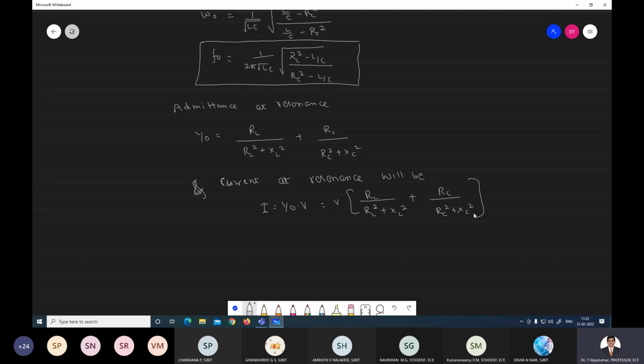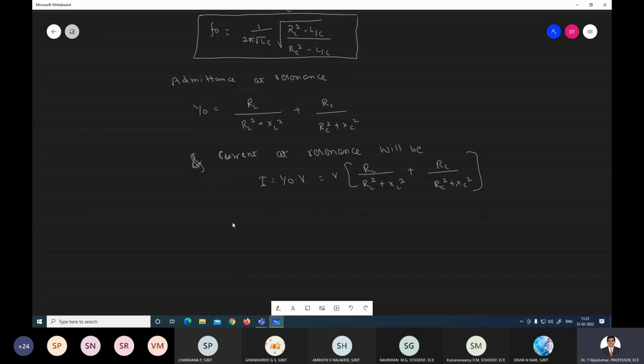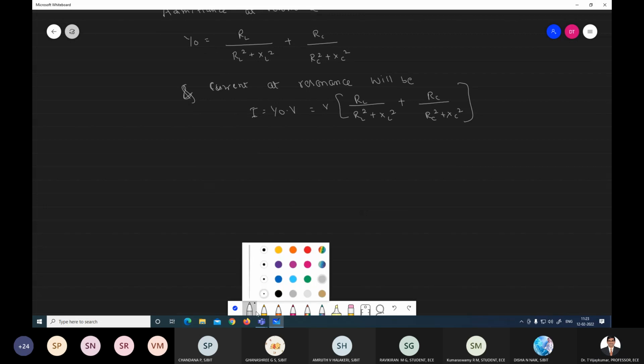Note on the problem. Find the value of R1 such that the circuit shown in figure is resonant. So this is the question here.